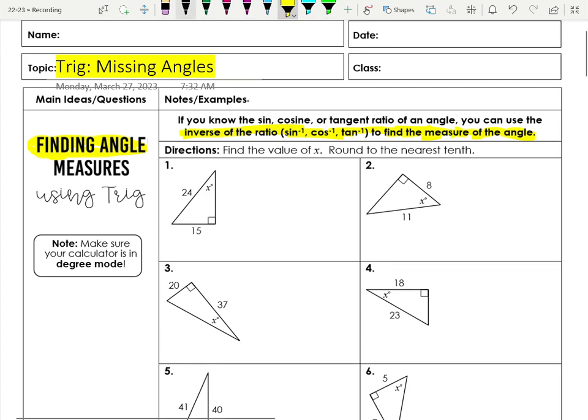We are going to start off by doing our problem the exact same way that we were last class. X is the angle I'm observing from. 15 is all the way on the other side of my triangle, so I know this is my opposite. And 24 is across from my right angle, so that means it's my hypotenuse. We have SOH, CAH, and TOA.